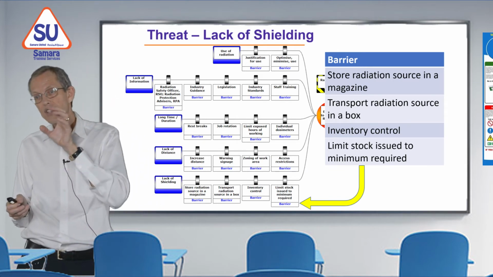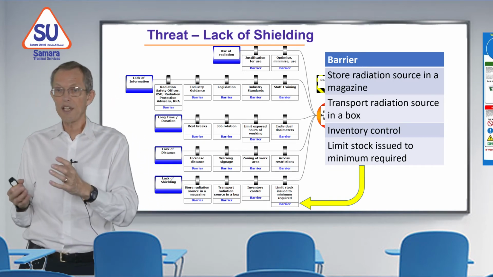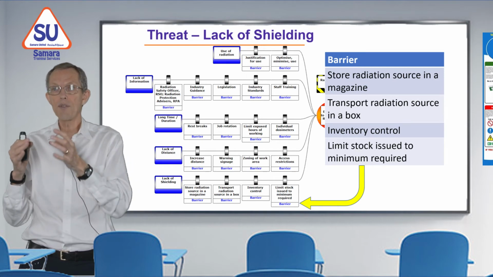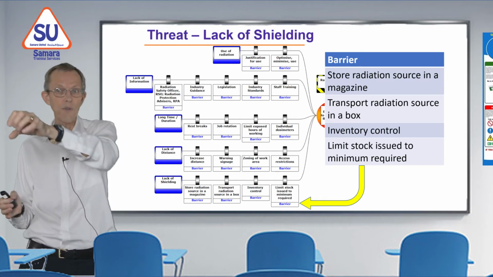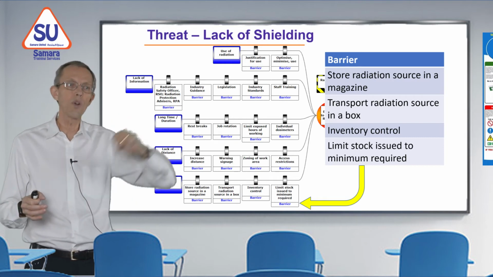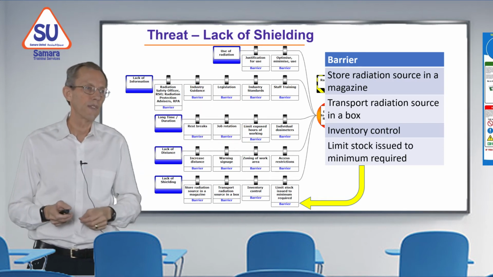Another way is to have strong boxes, specially designed heavy boxes, to keep the radiation inside the box when we're moving the radiation from the magazine to the workshop and then from the workshop to the place of work.